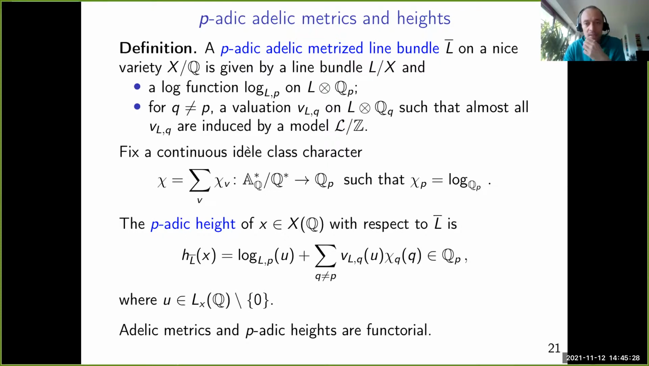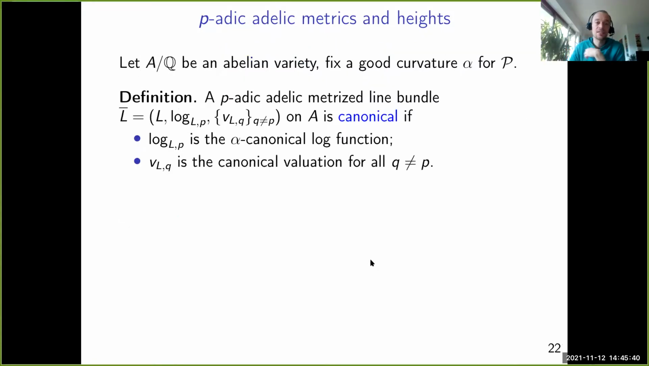Without going into details, on an abelian variety, the obvious thing to do is just to require that all of these ingredients are canonical. So the log function and the valuations are all canonical, and then you get a canonical p-adic height. And that's precisely what happens. For that, again, you need to fix a good curvature form alpha for p. Then a p-adic adelic metrized line bundle on an abelian variety is canonical if all the data in here is canonical. So log L_p is alpha canonical, meaning it comes from alpha, and away from p, all the valuations are canonical. As I said earlier, the canonical valuations are uniquely determined by L.